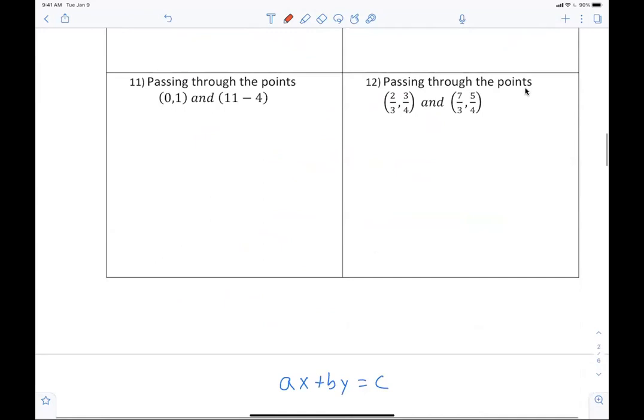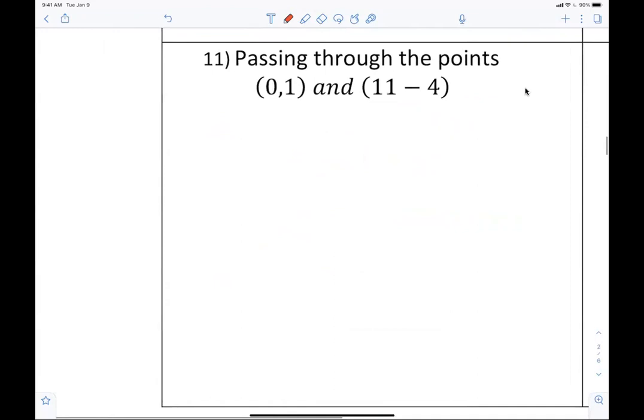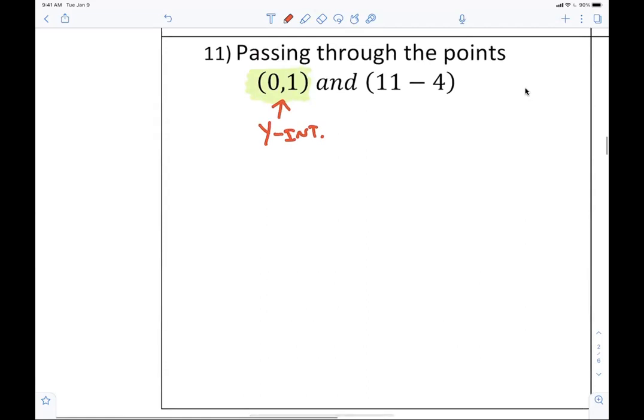All right, let's try number 11. Now, I want everybody to highlight 0, 1. And I want someone to tell me what 0, 1 is. It's just going to make the problem easier if you can recognize this. Everybody make sure you make this note. 0, 1 is the y-intercept.